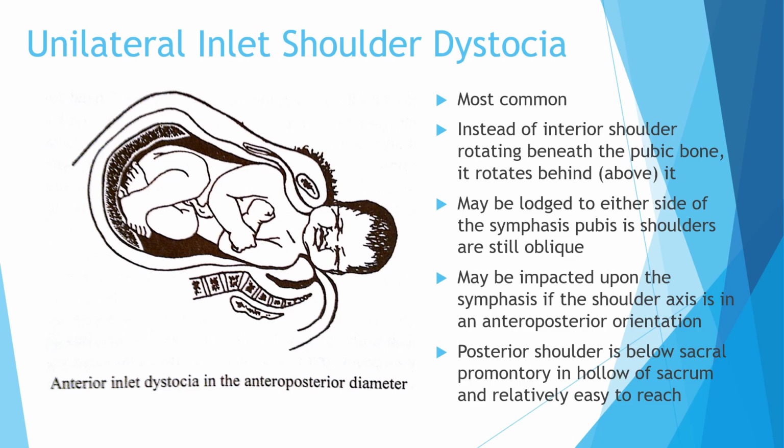The one that's always not so much scarier, but the hardest to handle, and my worst shoulder I ever had, was the bilateral inlet shoulder dystocia, where both are stuck high in the pelvis. So the unilateral inlet shoulder dystocia, it can be lodged on either side of the symphysis pubis and the shoulder is still oblique. May be impacted upon the symphysis. It may be the shoulder axis is anterior posterior orientation. The posterior shoulder is below the sacral prominent in that hollow area of the sacrum. So it's relatively easier to reach. You can see in the picture, if you needed to as a midwife, you can go and grab that posterior shoulder and deliver the baby.